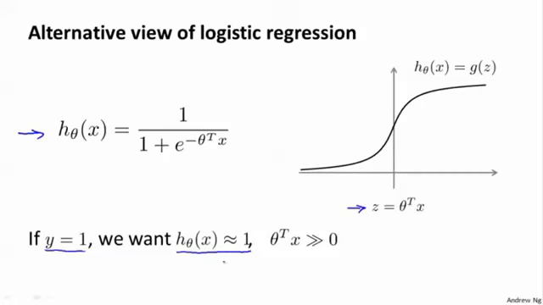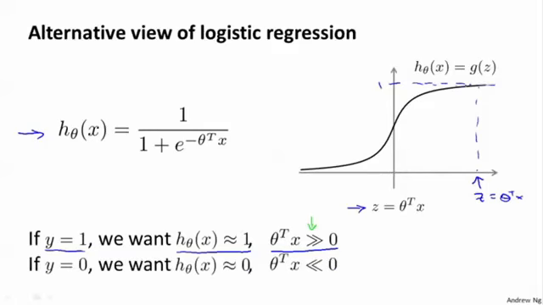And having h of x close to 1 means that theta transpose x must be much larger than 0. So this sign means much greater than 0. And that's because when z, that is theta transpose x, is much bigger than 0, far to the right of this figure, the output of logistic regression becomes close to 1. Conversely, if we have an example where y is equal to 0, then what we're hoping for is that the hypothesis will output a value close to 0, and that corresponds to theta transpose x, or z, being much less than 0.